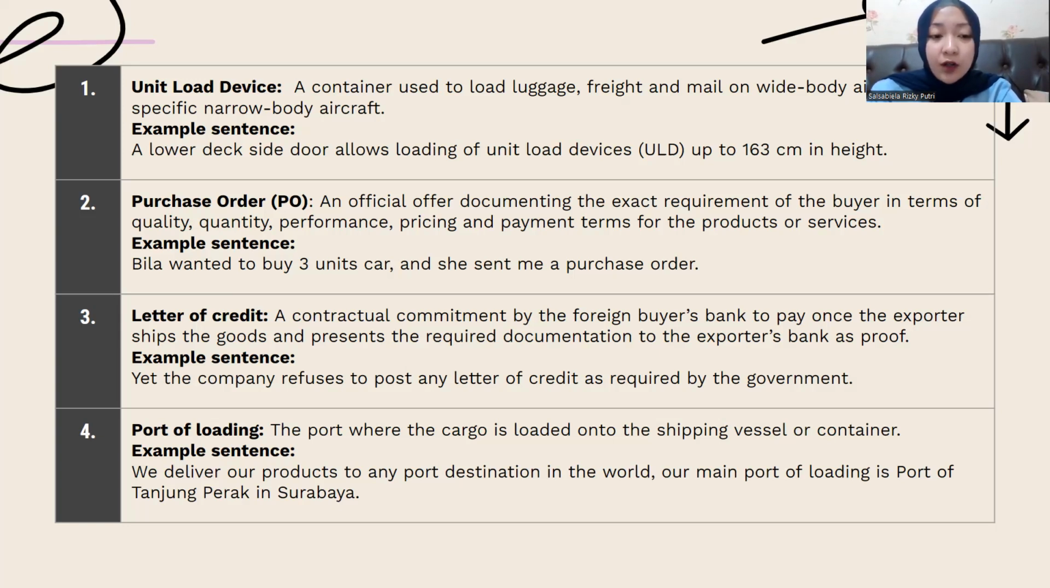And fourth, port of loading. The port where the cargo is loaded onto the shipping vessel or container. The example sentence is, "We deliver our products to any port destination in the world. Our main port of loading is Port of Tanjung Perak in Surabaya."